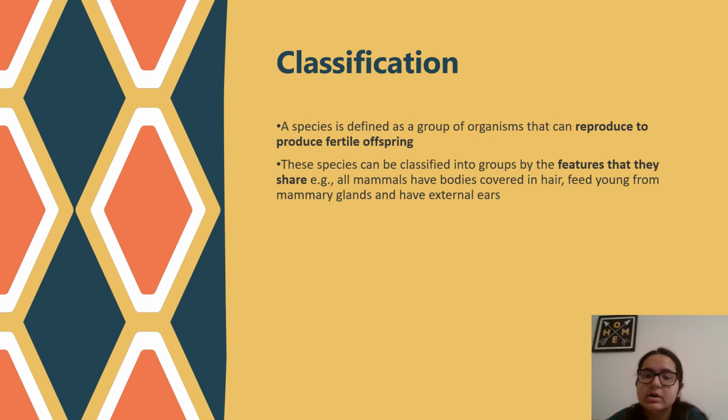As I told you, organisms from different species, if they breed together, they produce an infertile offspring, which is known as a hybrid. Now these species can be divided into several different groups by the features that they share. As all mammals have a body covered in hair, they don't have scales, but reptiles have scales, so that's how they are divided into different groups.